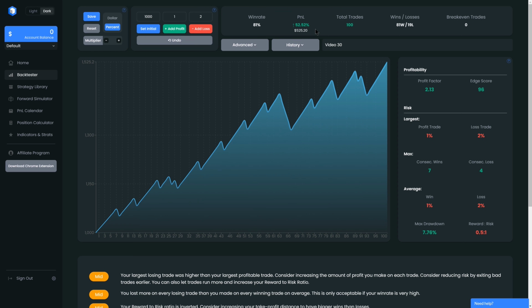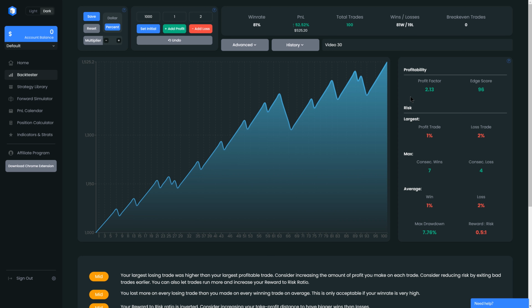I know the risk-to-reward ratio was negative. For every $2 we were risking, we were only making $1. But with a win rate of 81%, the overall strategy becomes super profitable. You can still have a negative risk-reward ratio and still have a profitable strategy.